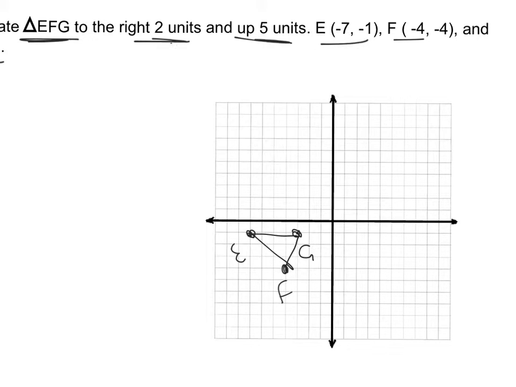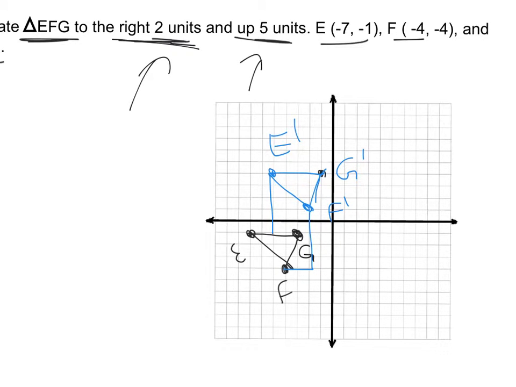Now I want to move this whole thing 2 units right and 5 units up. So I take each point, I move it right 2, up 5. If I take G over 2, up 5, 1, 2, 3, 4, 5, there is the new G. So E over 2, up 5, 1, 2, 3, 4, 5. See E. Then F over 2, up 5. There's the new F. There's my new triangle translated over 2, up 5. All of them are over 2, up 5. So that's all I'm doing.